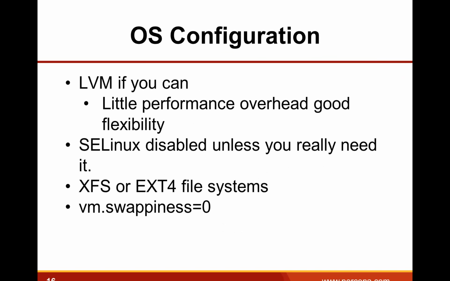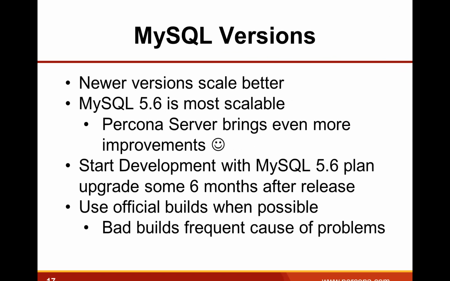Another thing we like to change in the operating system is to reduce the tendency to swap by changing vm.swappiness, setting that to 0, for example, as well as to adjust the Linux disk I/O scheduler. Typically setting that to deadline or even noop is a better choice than CFQ, which is still the default for many operating systems.